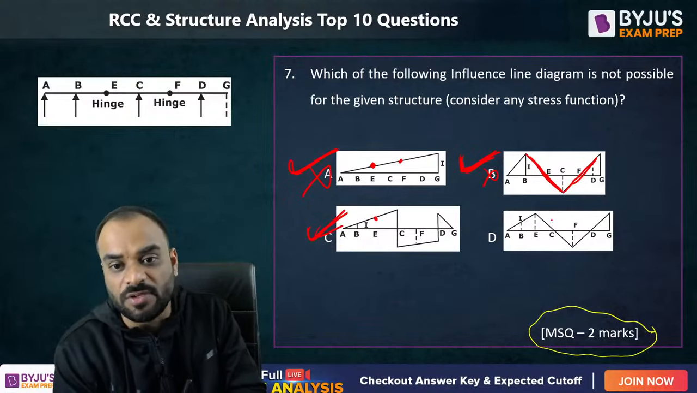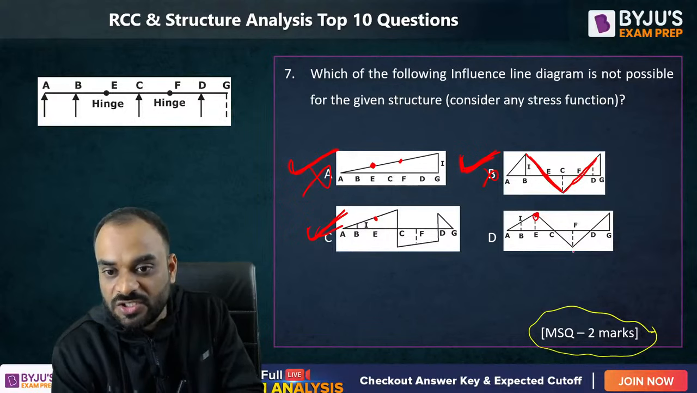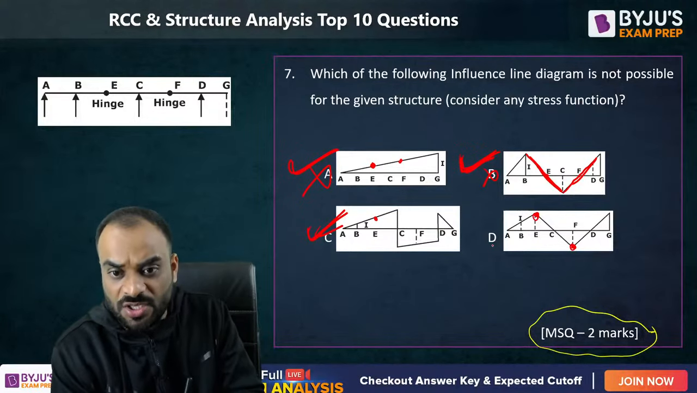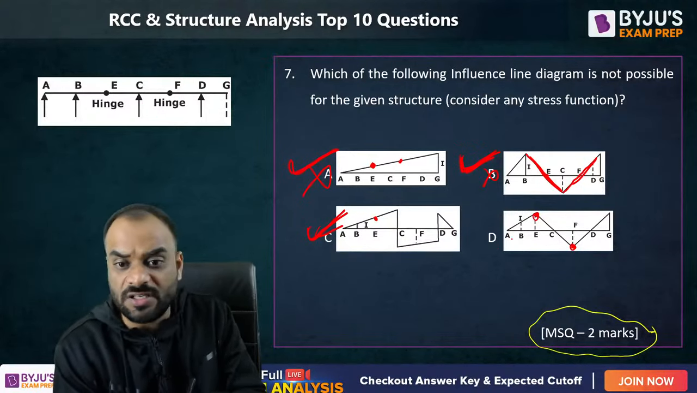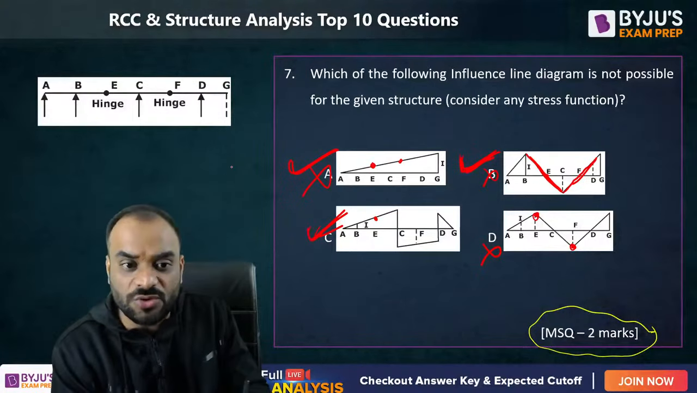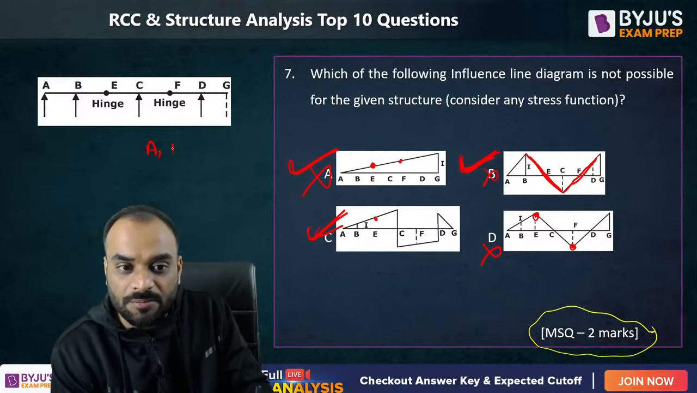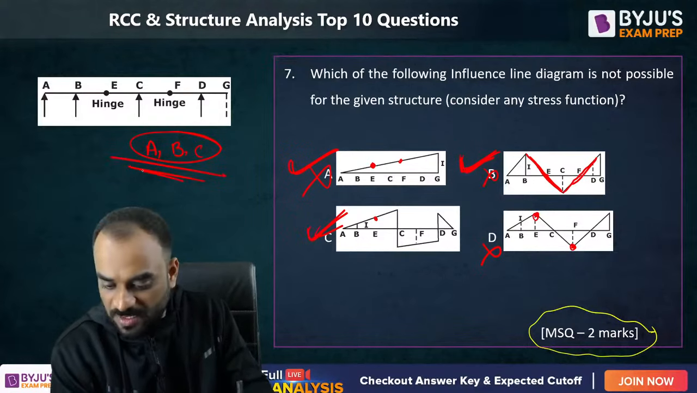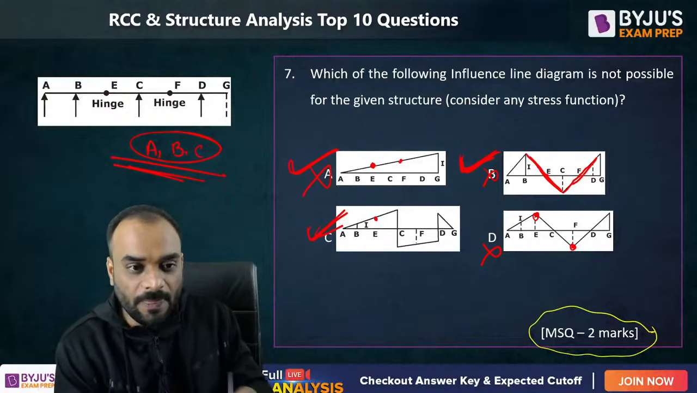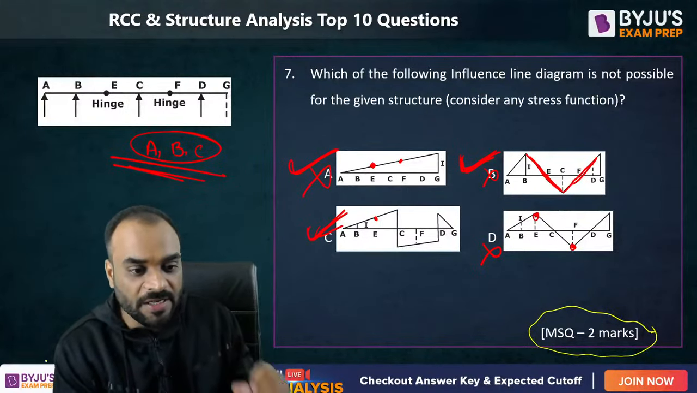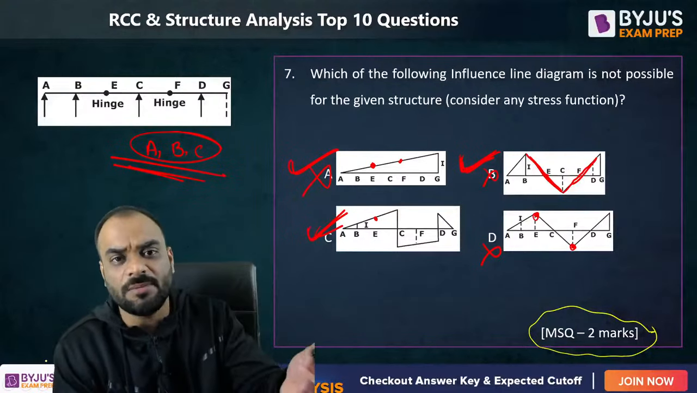But D can be possible. Why? Because the slope is changing at this junction. So this can be ILD for the structure. So we need to leave this particular answer. So the answer will be A, B and C. A, B, C is the correct answer. All of you are able to understand? Tell me guys, it is a simple trick which you can apply and get the answer.